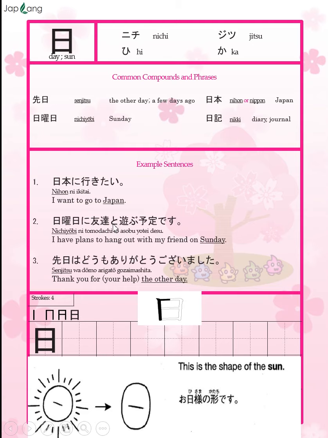All right, you might not know tomodachi and asobu, yotei, etc., so you can ignore these. As of now, just remember these kanji, senjitsu or nichiyobi, Sunday, etc. Whatever common compounds and phrases I have given here: Nihon is Japan, Nikki is diary or journal, etc.